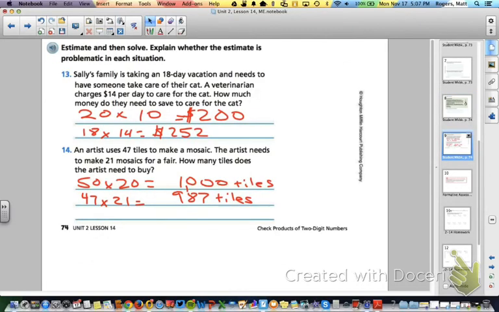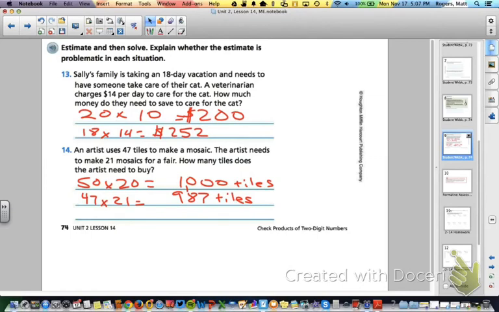In the next problem, we have Sally's friend taking an 18-day vacation, $14 per day to take care of their cat. How much money should they save? What I ended up doing is rounding 18 to 20 and 14 down to 10 like I normally did. It gives me a total answer of $200 as my estimated cost. In actuality, when I do 18 times 14, the actual cost is $252.